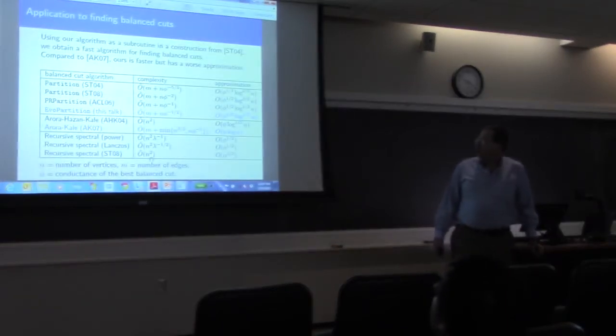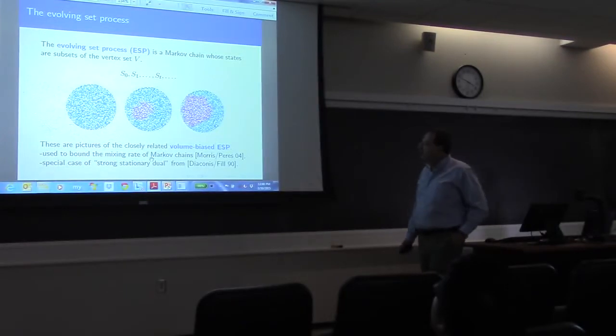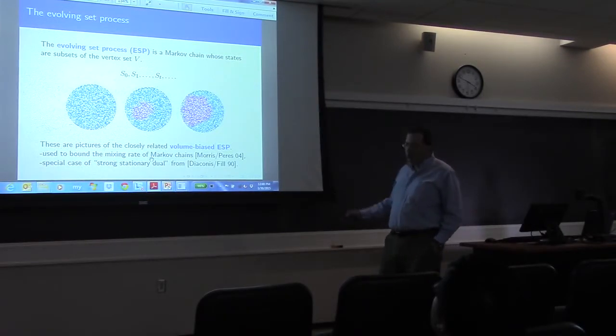Okay, and it can be used to find balanced cuts, but I'm going to skip this application. And I want to tell you what the algorithm is based on. So it's based on this evolving set process, which in this form was developed in joint work with Ben Morris in Annals of Applied Probability, where the focus is on bounding mixing rates of Markov chains, but it's actually closely related to earlier work on strong stationary duals by Diaconis and Fill. So what is this evolving set process?